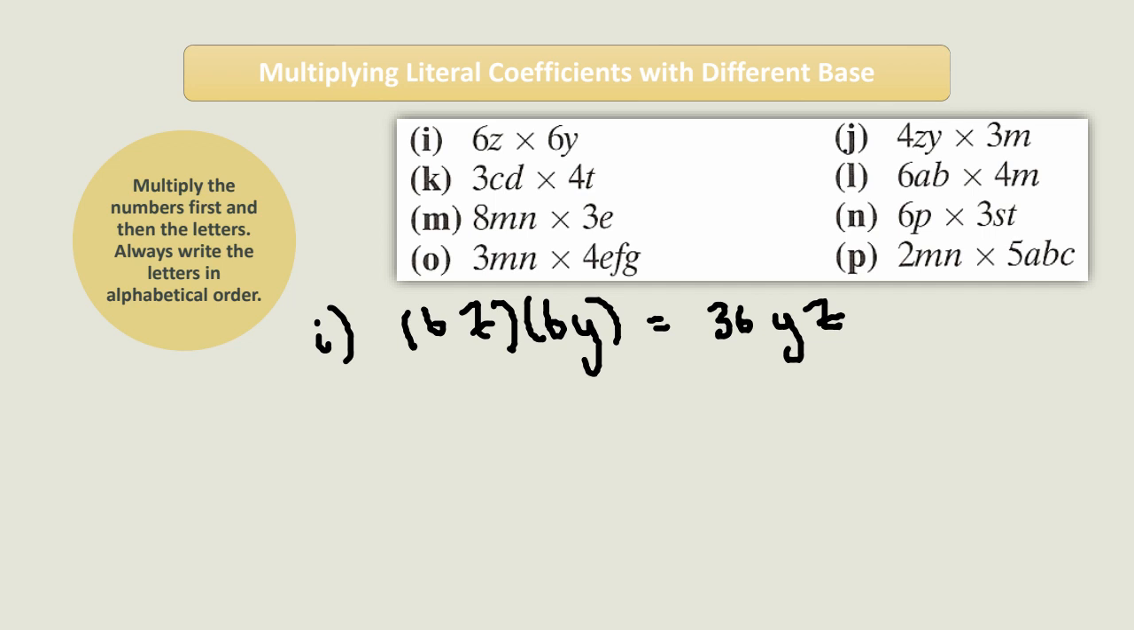Okay, so for J, we have a 4ZY times a 3M. We multiply the coefficients first. 4 times 3 gives me 12. Now we have a Z, a Y, and an M. So M comes first, then Y, then Z. Again, I'm not really picky, and most teachers aren't picky when it comes to this. For K, we have 3CD times 4T. So 3 times 4 gives me 12 again. And then we have a C, a D, and a T. So we can just write those side by side in alphabetical order.